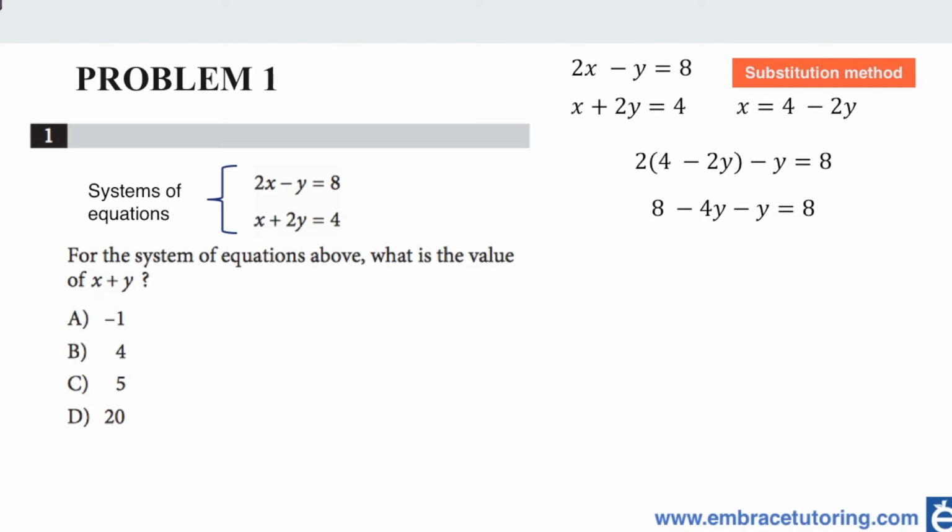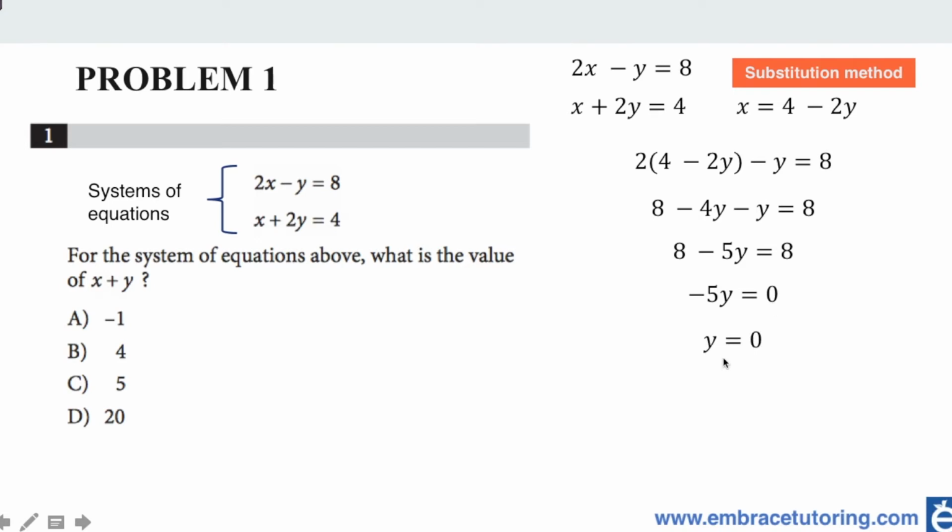So I get 8 minus 4y minus y when I bring this y down. Overall, when simplified, I'm going to get 8 minus 5y equals 8. I'm then going to simplify, and I'm going to get negative 5y equals 0. And finally, I get y equals 0.